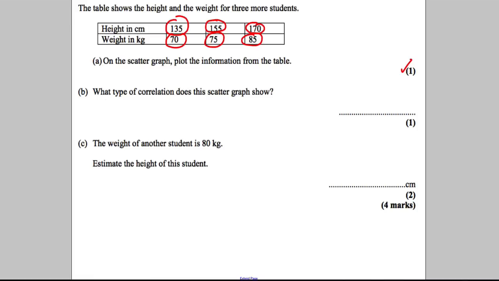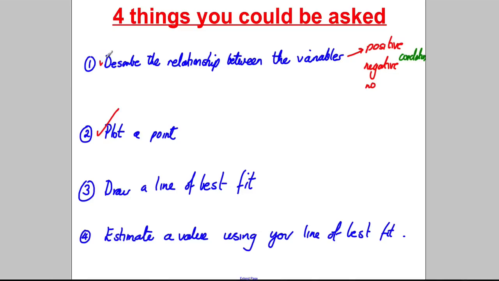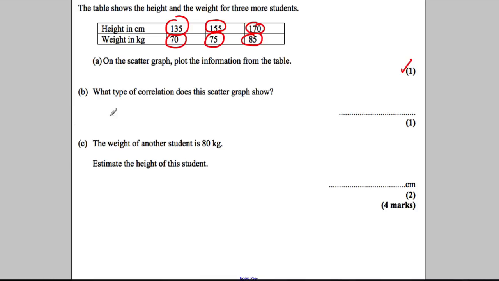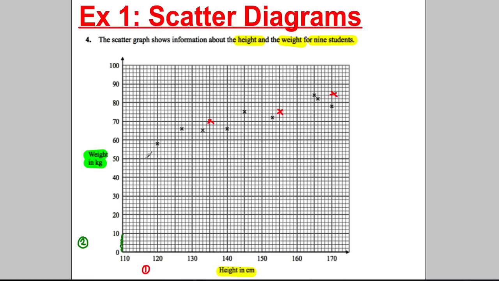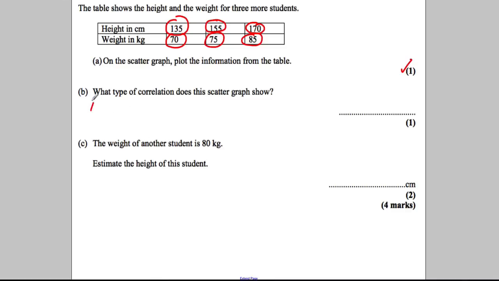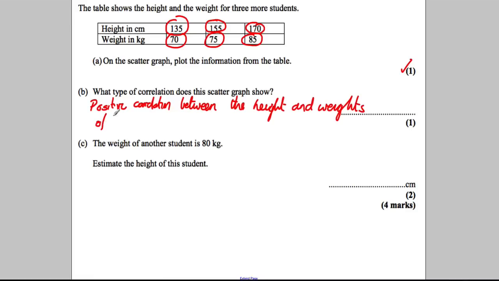What type of correlation does this show? Remember I told you they can ask you to describe the correlation? Well, they have. What type of correlation does this show? Well, as the height goes up, the weight is going up. So there's a positive correlation. So you can just write positive correlation between, and state what is between, the height and weights of the 9 students. Or in 3 more now, so 12 students.